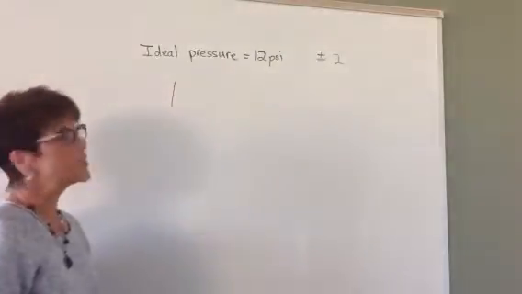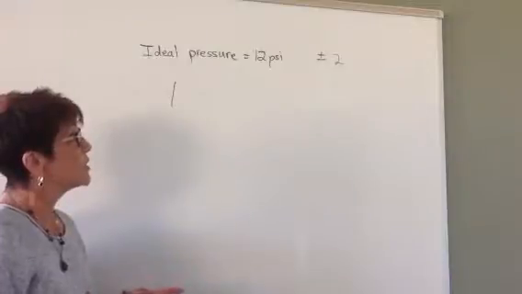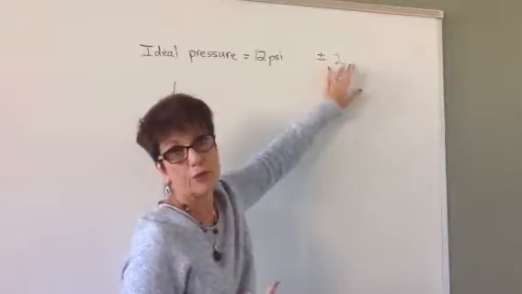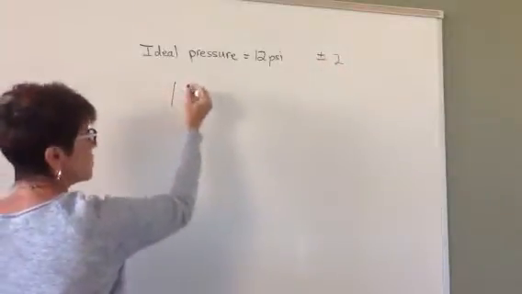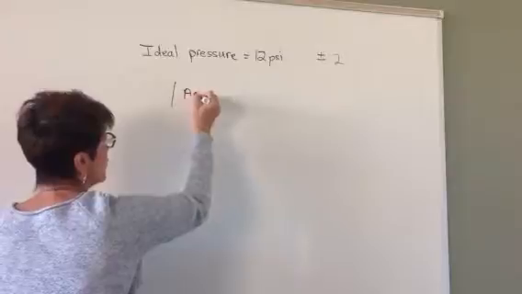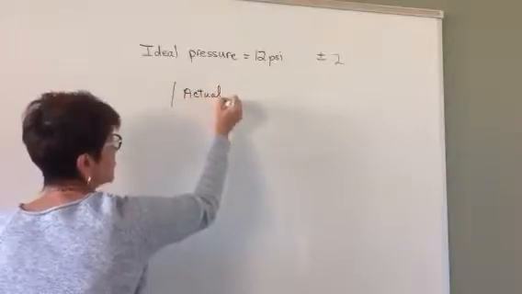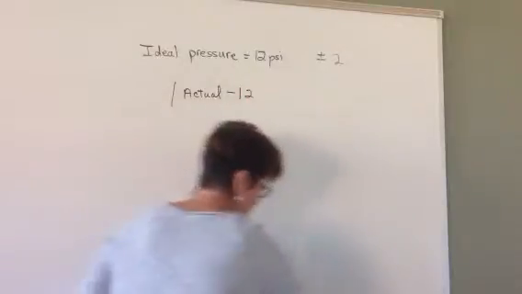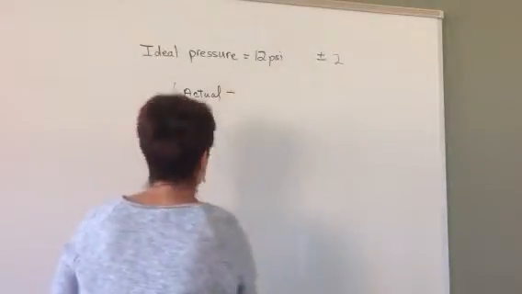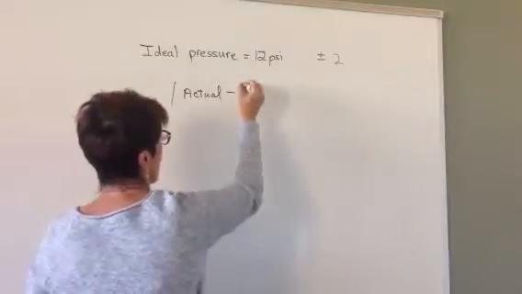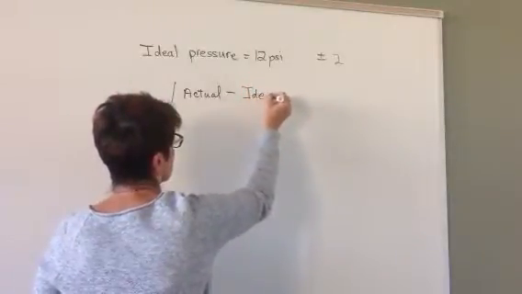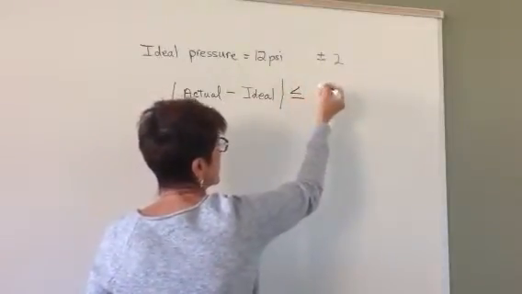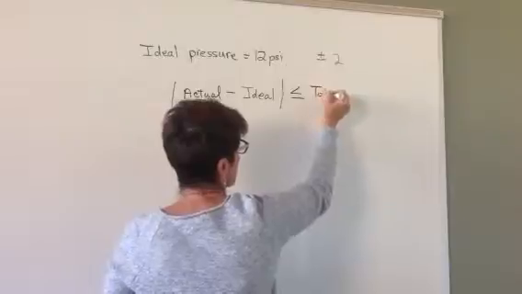and I chose one similar to what was on your test, which was the pressure of a ball and the possible range that the inflation could vary by. So basically what we're looking at is the actual pressure of the ball that you have minus 12. Well, actually, let me write it as a formula. Actual minus ideal has to be less than or equal to the error, or tolerance, whichever way you want to look at that.